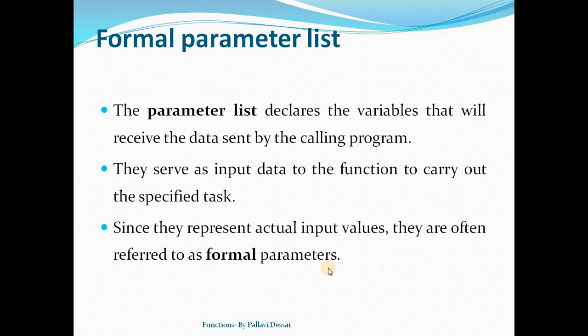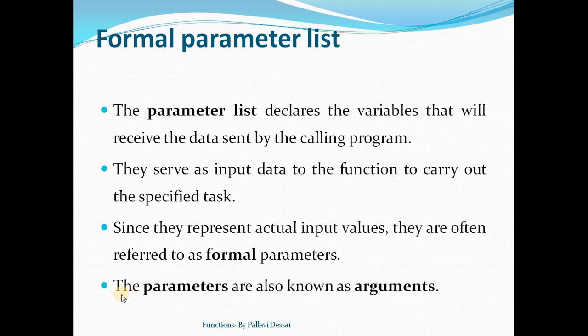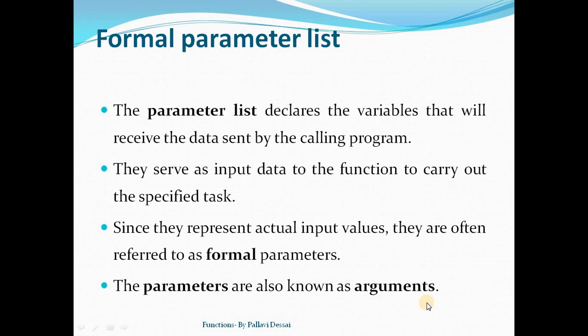So the parameters which we specify in the function header in the round brackets are known as formal parameters. The parameters are also known as arguments. So another word for parameters is arguments. The parameter list contains declaration of variables separated by commas and surrounded by parentheses. A function need not always receive values from the calling program. Now this is all about function header.